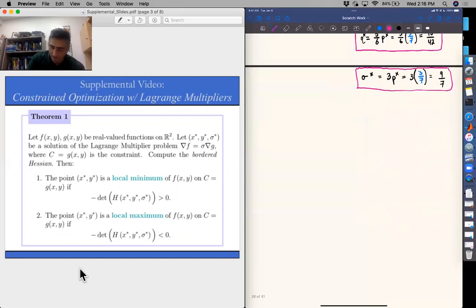So this brings us to part 2. Compute the bordered Hessian and find its determinant.